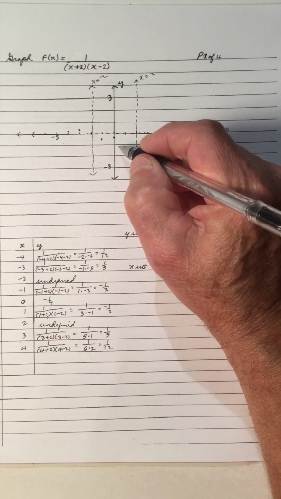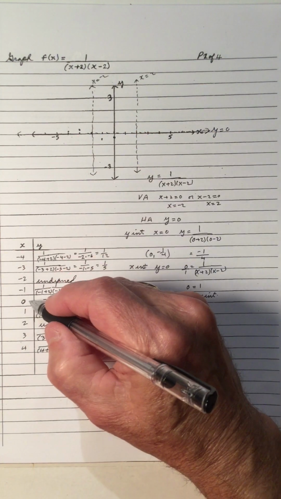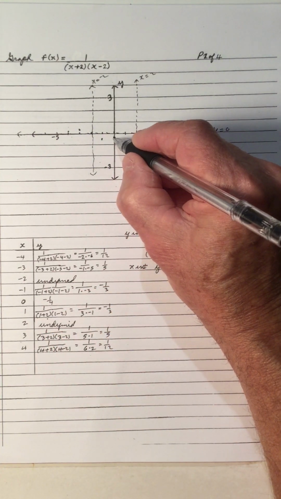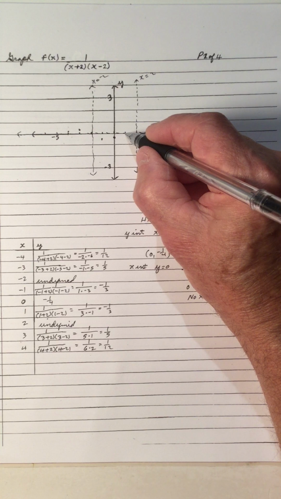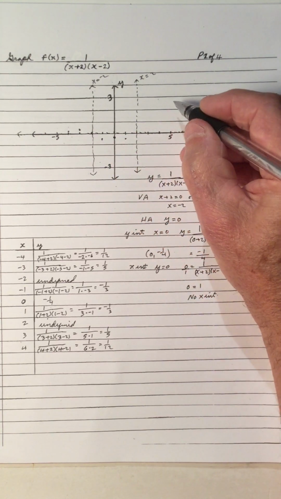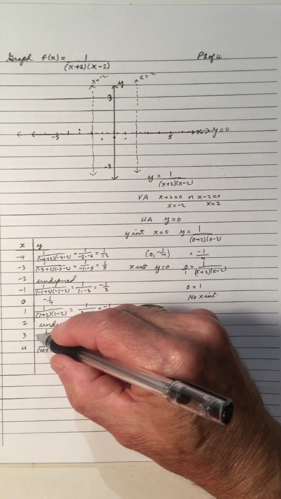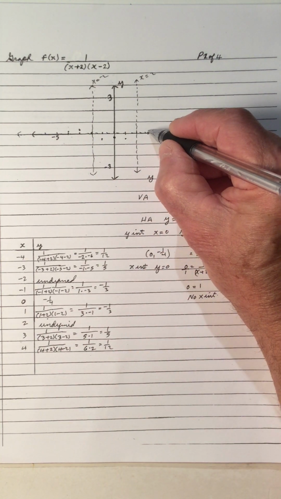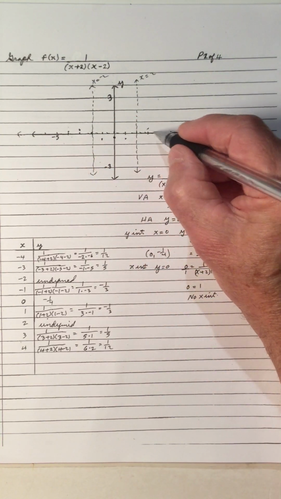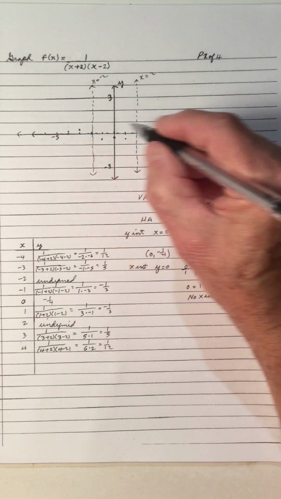Undefined at 2. 0 is negative 1/4, and 1 is negative 1/3, same as this one. And 3 is 1/5, which is again the same as what the negative 3 is, and the 4 is 1/12, same as what the negative 4 here is.